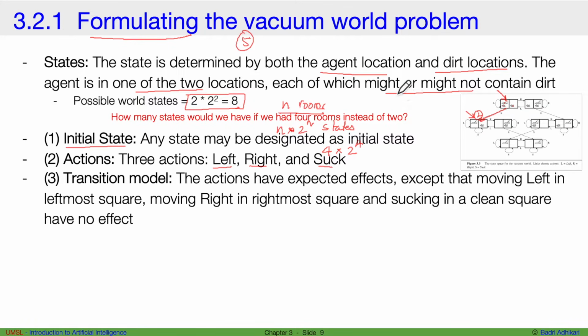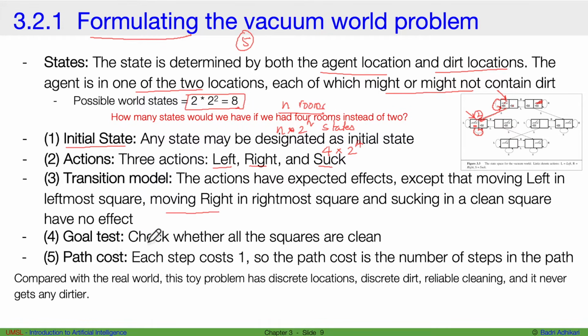Now, what's different about the transition model is that if the agent is in a certain state and decides to take left, say for example from a state like this, then this has no effect. If the agent is already in the right room, and if the agent decides to move right, then once again this has no changes in the state. Similarly, if the agent is in a state where the room is already clean and the agent takes the action of sucking the dirt, then once again the agent stays in the same state.